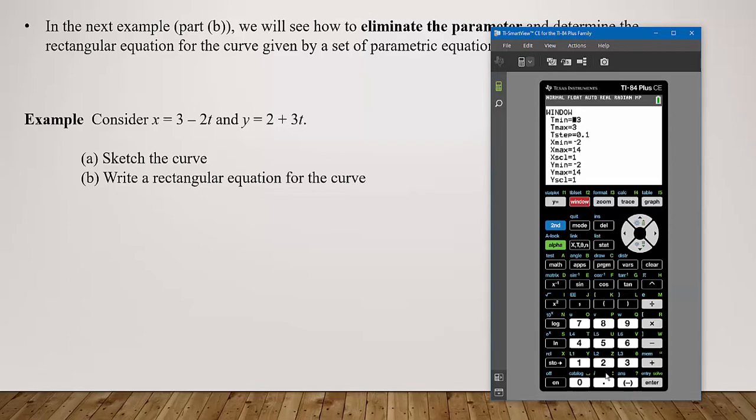I'm going to make my t min -5 and my t max 5. T step of 0.1 is good. X min, oh, I don't know. I'll just go -8 to 8. And I'll make my y min also -8 and y max 8. So now I'm going to look at the graph.